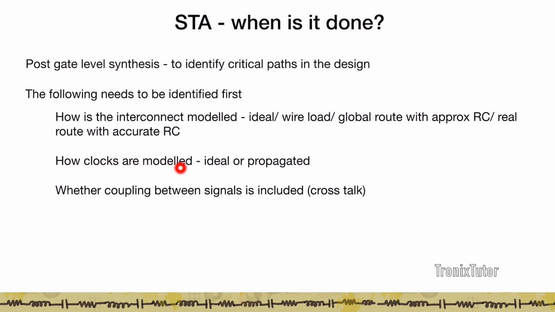Second thing also we'd like to understand is how the clocks are modeled. Are they modeled as ideal clocks, or are they modeled as propagated clocks, which means there's a skew in the clock, there is a variation in the clock, etc. The third thing we need to understand is whether signal coupling is modeled or not, because as we discussed in prior videos, in case you have two lines with opposite voltage on them, then it's possible that some sort of crosstalk can be induced on each other, and that can propagate through the route even if it is as a noise.